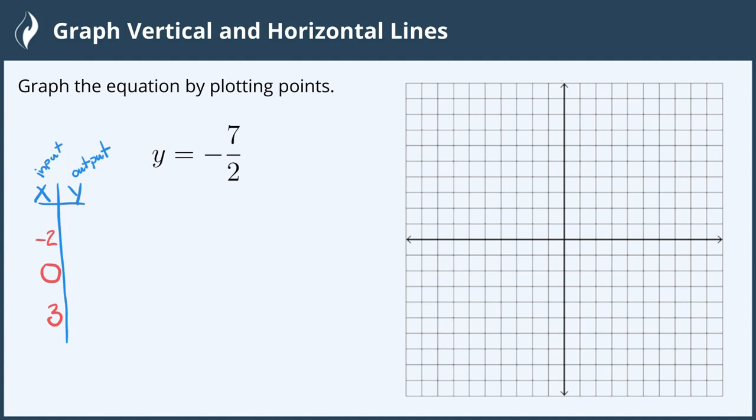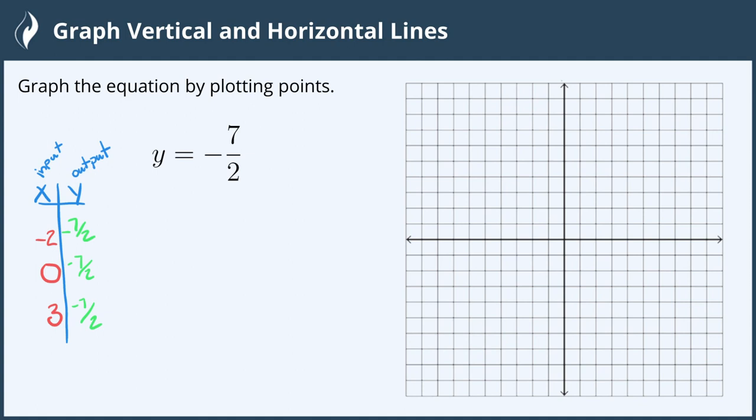You'll notice that we don't actually have an x in our equation. This means that it doesn't matter what I substitute in for the x, the y will always remain -7/2. So in this case, we didn't need to do any calculations at all. We know that the y will always be -7/2 no matter what we pick for the input. So let's go ahead and graph these.